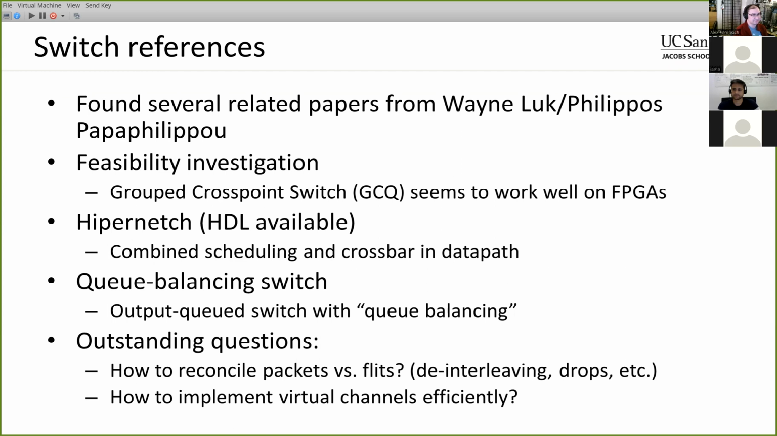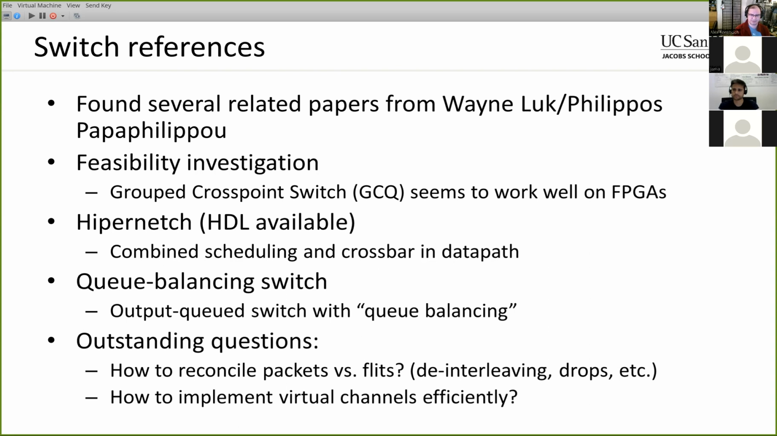Because if you want, say, 8 virtual channels, does that mean you need 8 times the buffering? Not sure, especially in terms of handling things like flits and pulling things back apart after this type of switch. So not quite sure about that, but the group crosspoint switch from that first paper does look rather interesting.